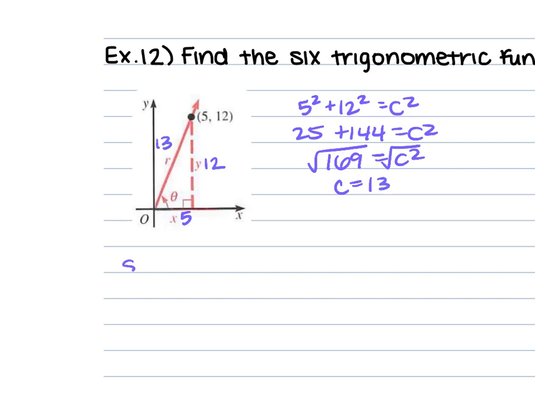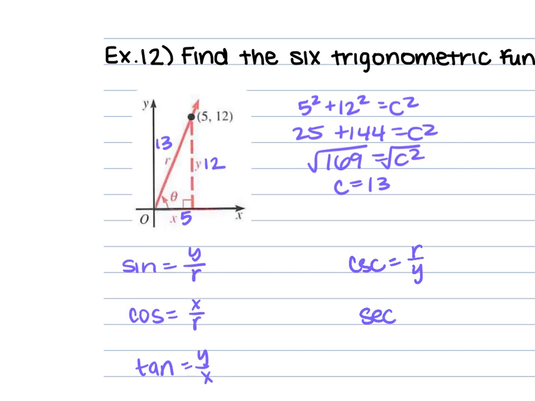Remember, our sine is y over r. Our cosine is x over r. Our tangent is y over x. Our cosecant is going to be r over y, our secant is going to be r over x, and our cotangent is going to be x over y.